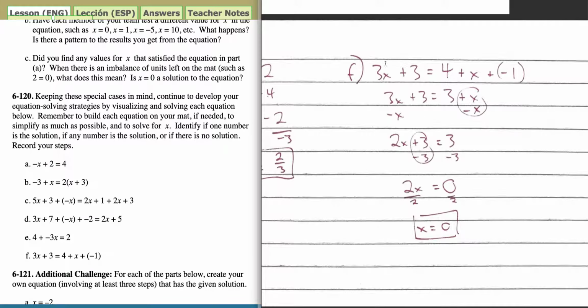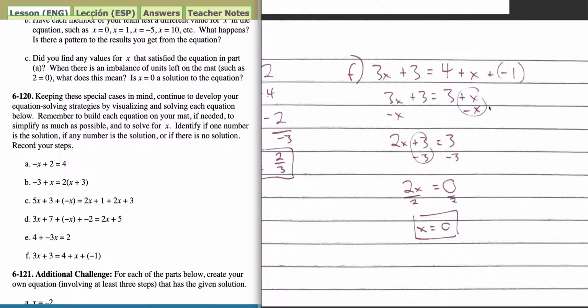F, the left side is simplified, the right side is not. So first we need to simplify this on the right side. So we'd have 4 plus negative 1 we can combine, so that's 3. And then we have 3x plus 3 equals 3 plus x. I'm going to subtract the x from the right side.